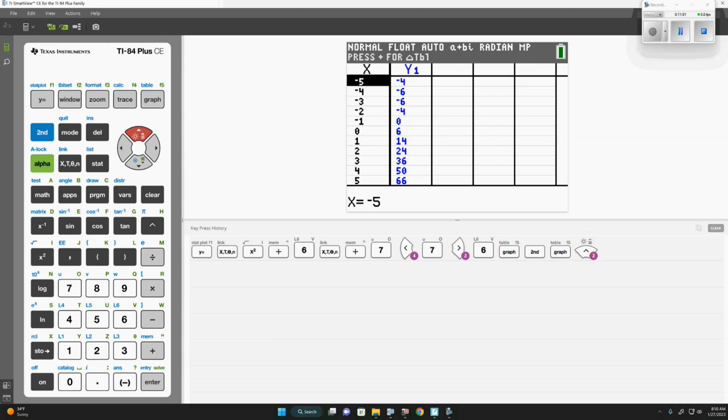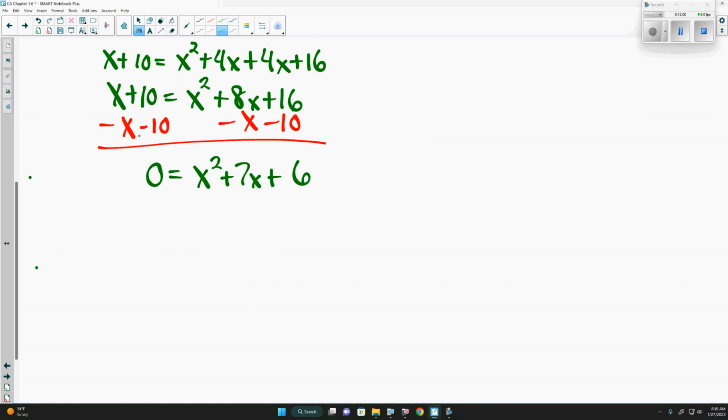One of them is at -6. The other is at -1. So what that tells us is that the values of x that will make this equal 0 are when x is equal to -6, and when x is equal to -1. -6 and -1 are our two solutions.